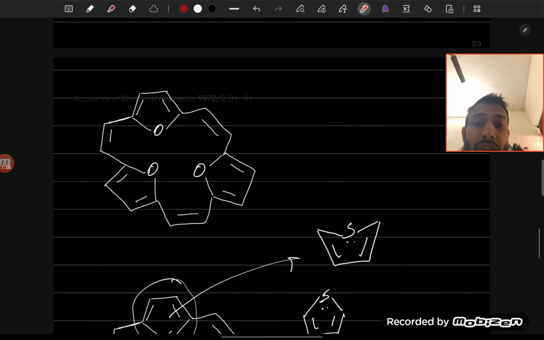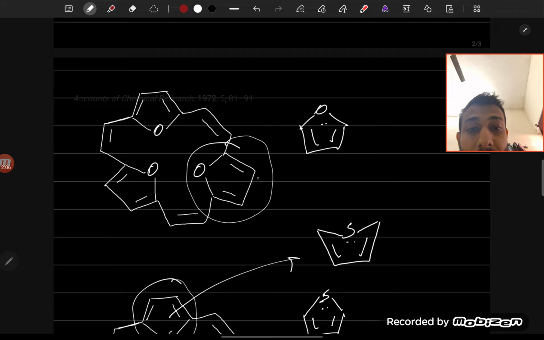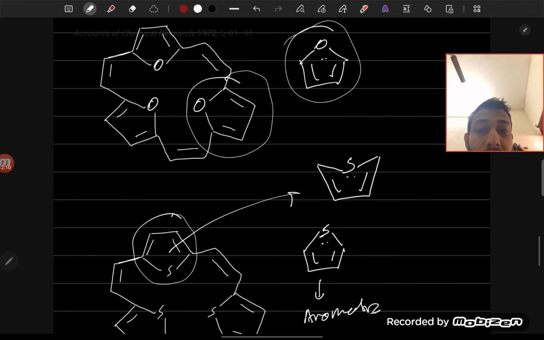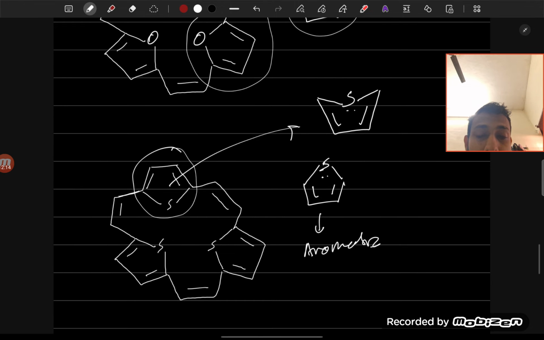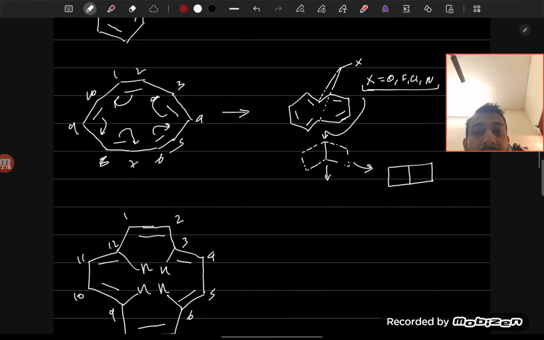And as we all know, this compound is aromatic in all states, this unit is aromatic also, and this individually is also aromatic. So we can say that the oxygenated compound is aromatic, and this is not aromatic. So I think I have made myself clear.